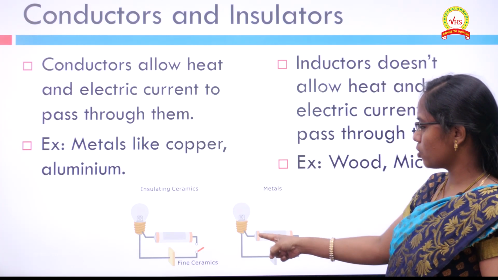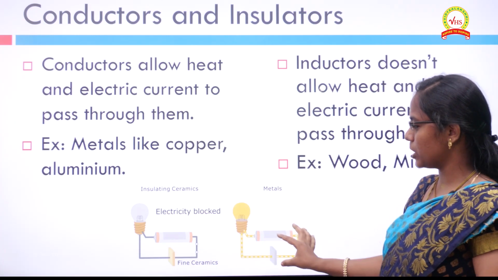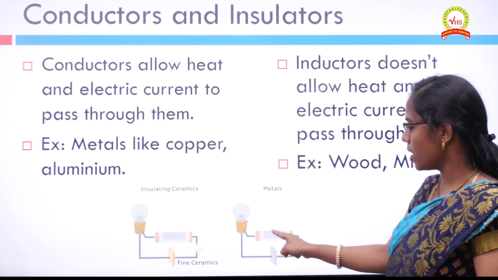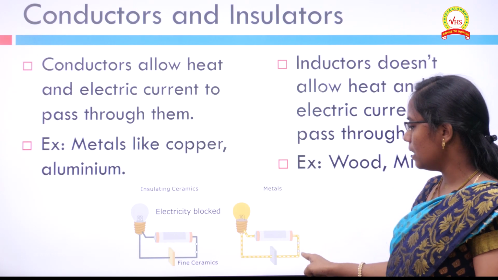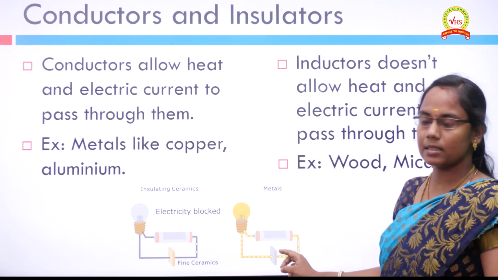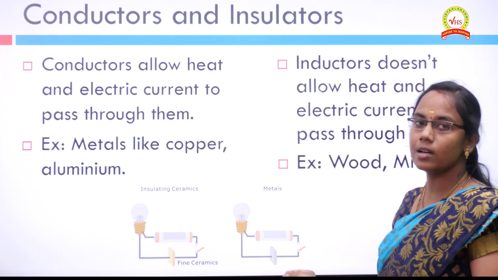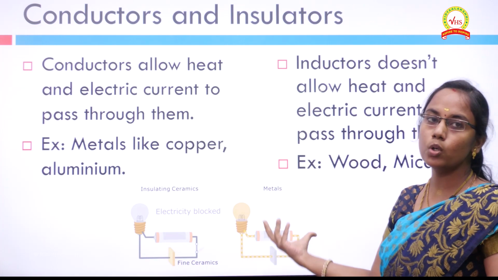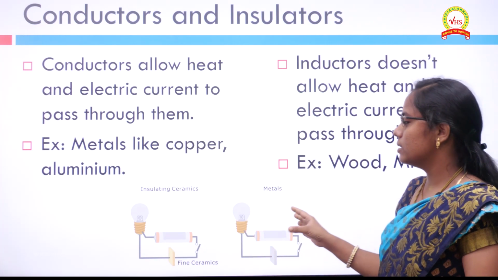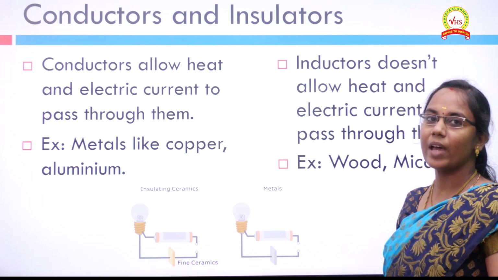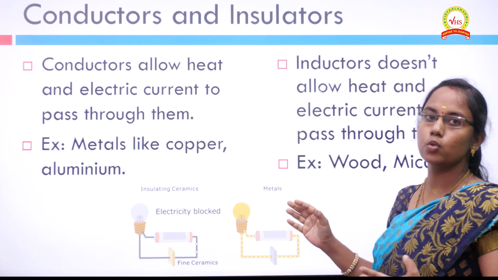Whereas in this case, you can look at this picture where the flow of charges is there. So electrons are moving from the cell and passing through the metal also. A metal acting as a conductor allows the electrons to pass through it, which leads the bulb to glow. So this is just the depiction of insulators and conductors, where conductors allow the electricity to pass through them.